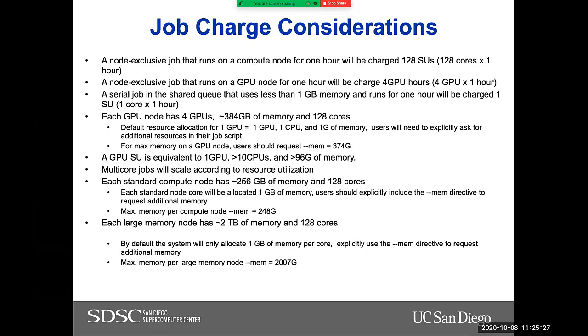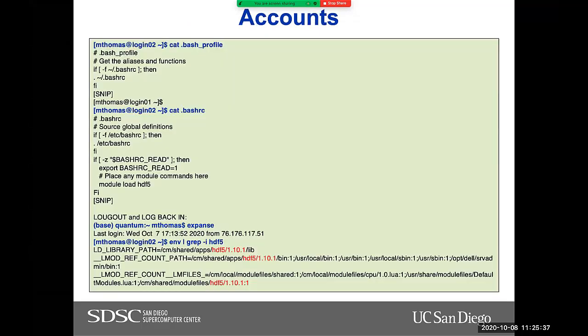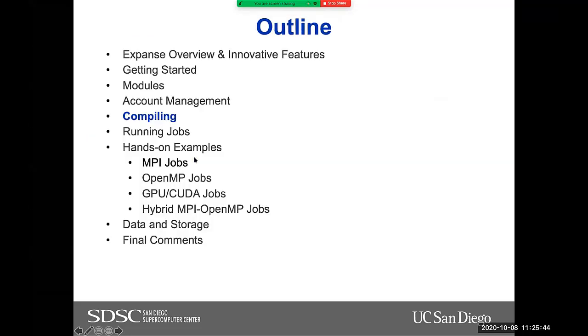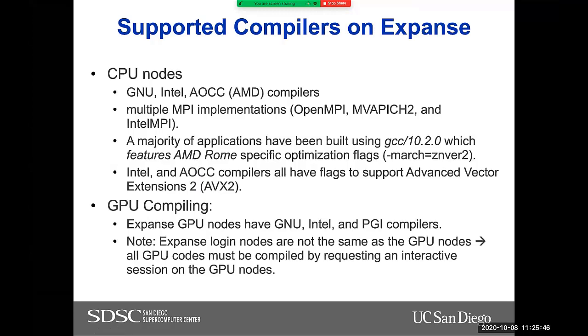Some considerations about job charging. I'm not going to go into this in too much detail. You can also find it in the user guide. So accounts, right? Looks like I went the wrong direction. Compiling. Okay, so supported compilers on Expanse.